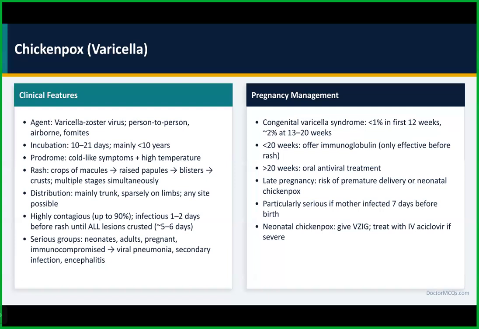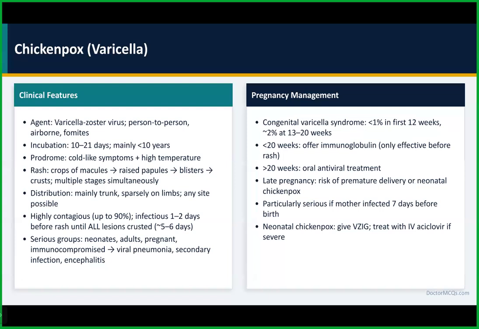In less than 20 weeks, we can offer immunoglobulin, but only when the patient is not having the rash. But at 20 weeks and beyond, oral antiviral treatment will definitely be given. As soon as the patient is affected by chickenpox early, there is less risk of complications, but after 20 weeks more complications can happen, so we are going to start the antiviral treatment.